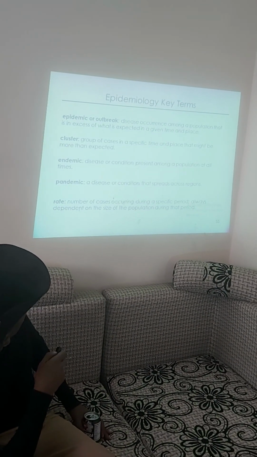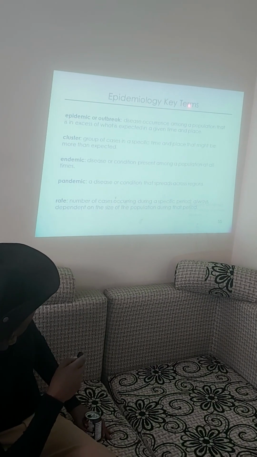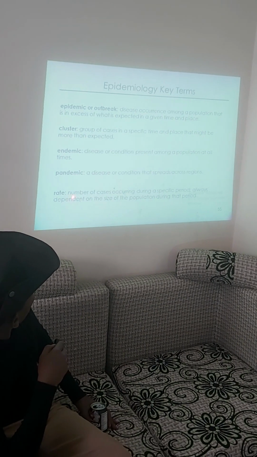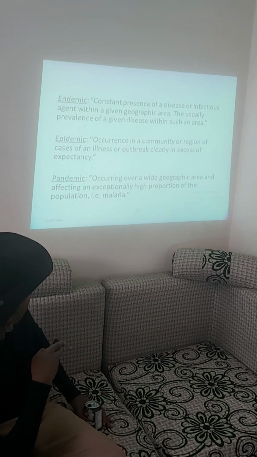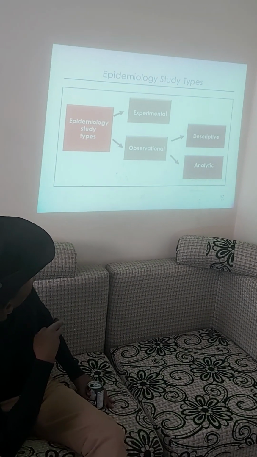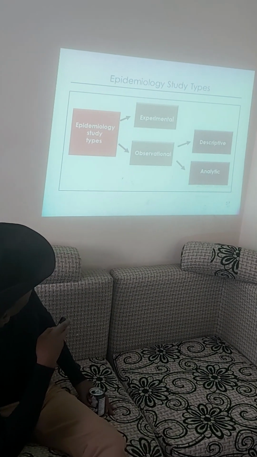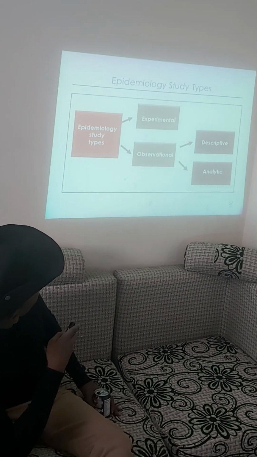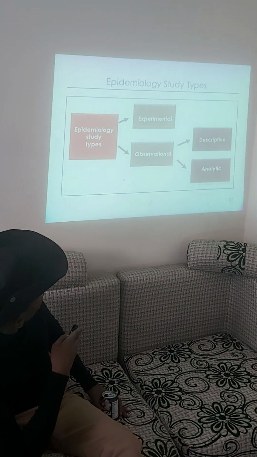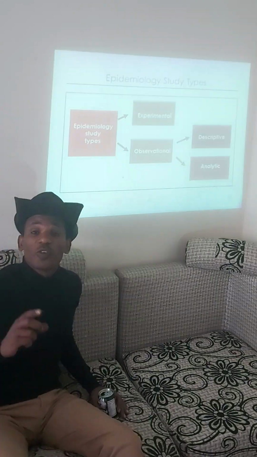Here are the key terms in epidemiology: epidemic, cluster, endemic, and pandemic, with the rates. It is all about the definitions. Because of that, the study types in epidemiology are experimental and observational.